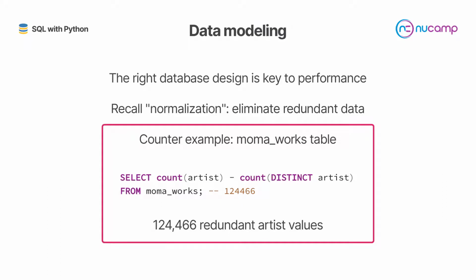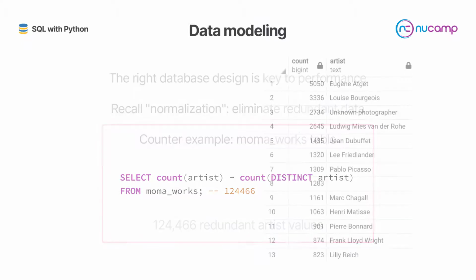In fact, let's write a query to see how many redundant artist names are present in the MOMA_works table. We can do this by calculating the difference of the number of artist values in the table and the number of unique artist values in the table. As you can see, we have 124,466 redundant artist values. That's a lot of redundant data.